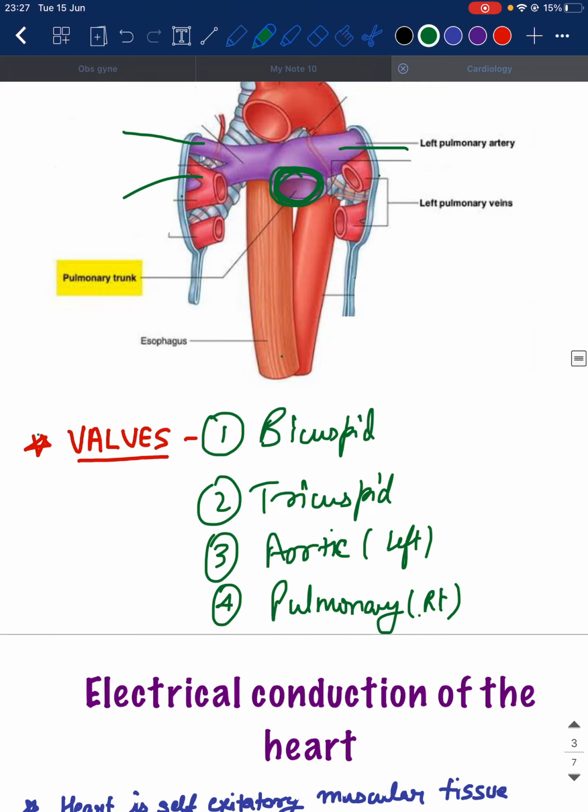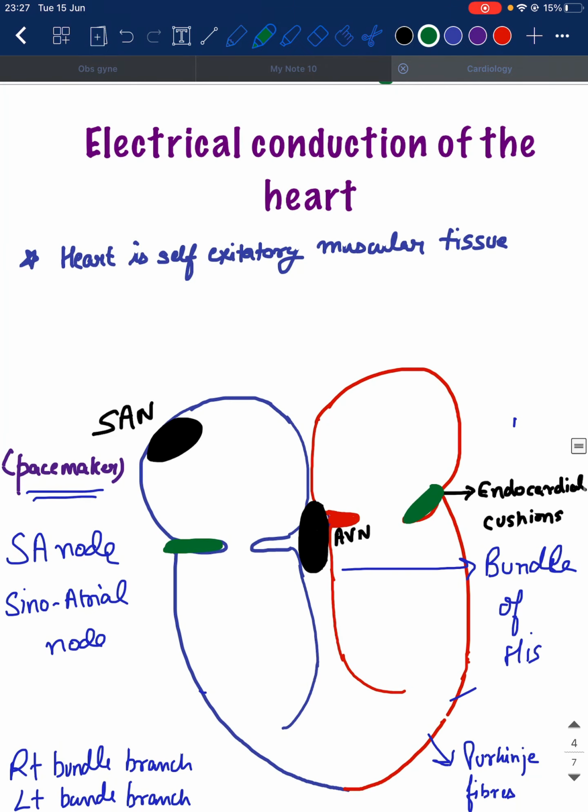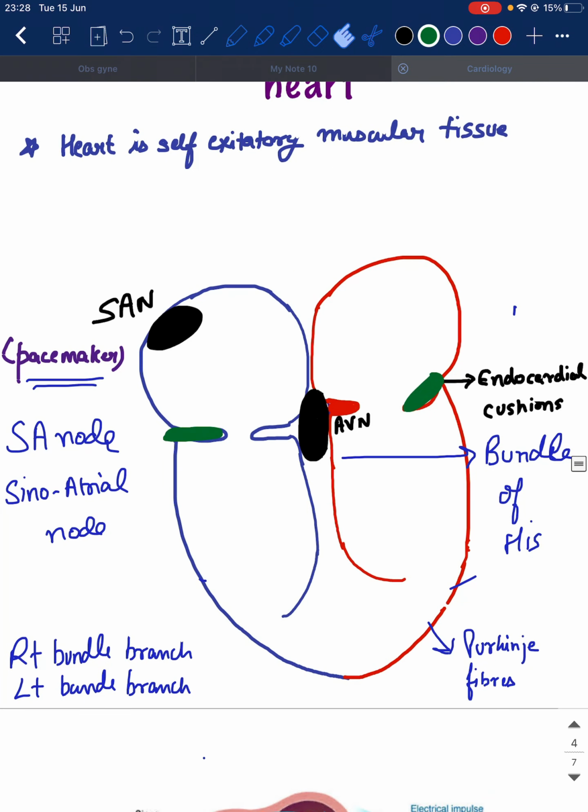Okay, so now we are coming to the electrical conduction of the heart. As we all know, the heart is a self-excitatory muscular tissue. What does that mean? Even if we remove the heart from the body and give it nutrition, it will beat on its own, because the rhythm is set by the heart tissue only. So which tissue in the heart is setting the rhythm? Anybody? Correct, the SA node, sinoatrial node. It is setting the rhythm of the heart.